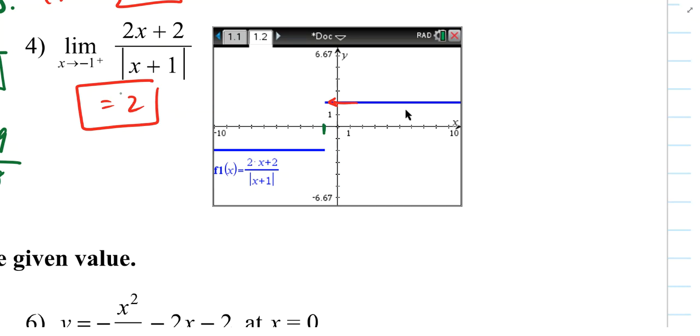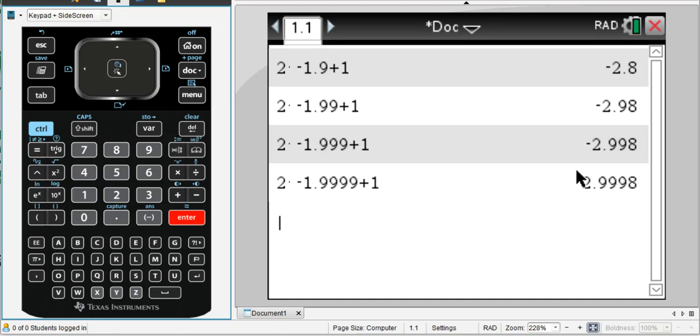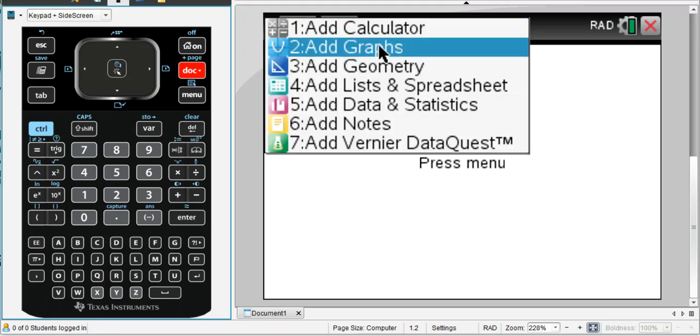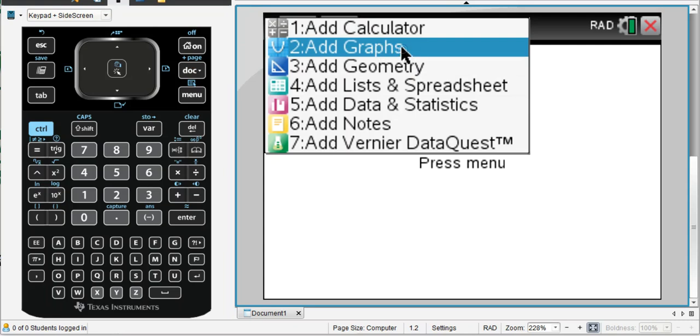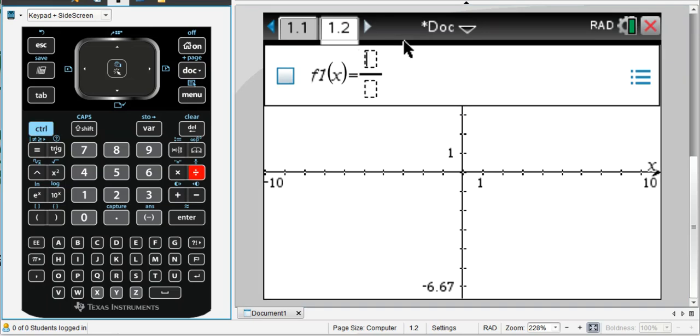But since we use Inspires mostly in this class, and I like to reference them, I'll show you how to build that into a graphs page. So I'm just going to press Control and then this document key, because that's going to add a page. And we want a graphs page to this document. And the function, let's build a fraction first, with a numerator of 2x plus 2.